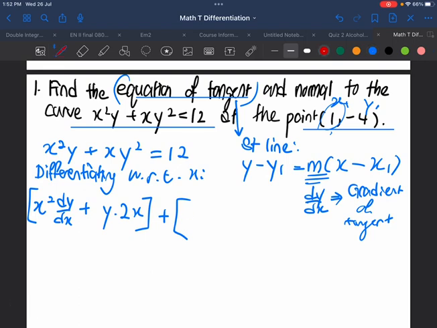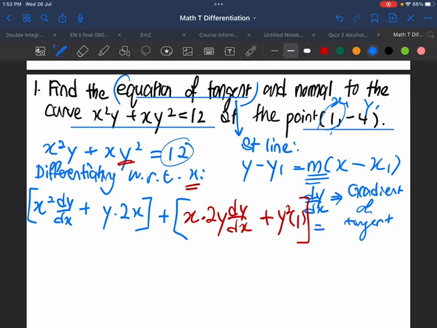So we copy the first one, we differentiate the second one, get 2y dy/dx. Don't forget the dy/dx here, since we are differentiating y with respect to x. And we plus y squared times 1. Right? So now we're getting the answer, and when we differentiate the constant we get 0. This is actually implicit differentiation.